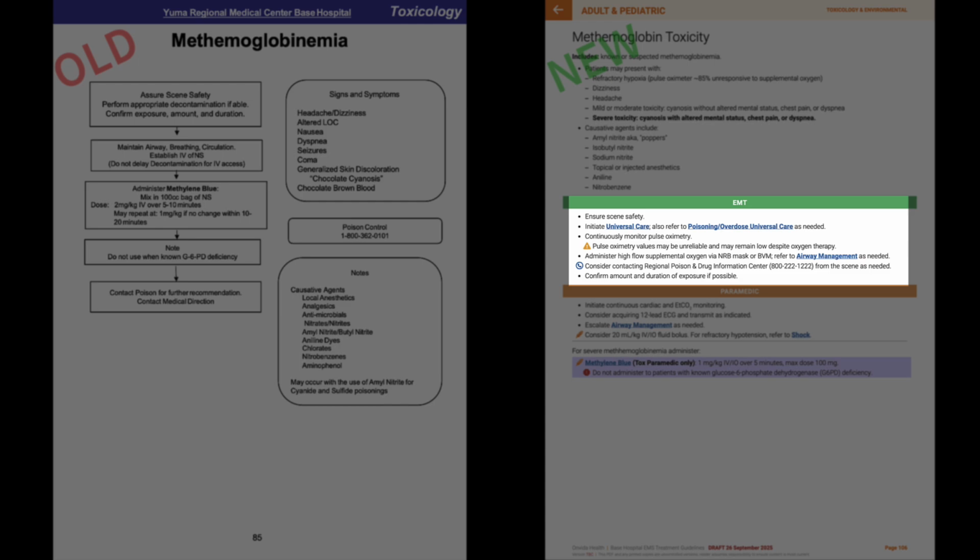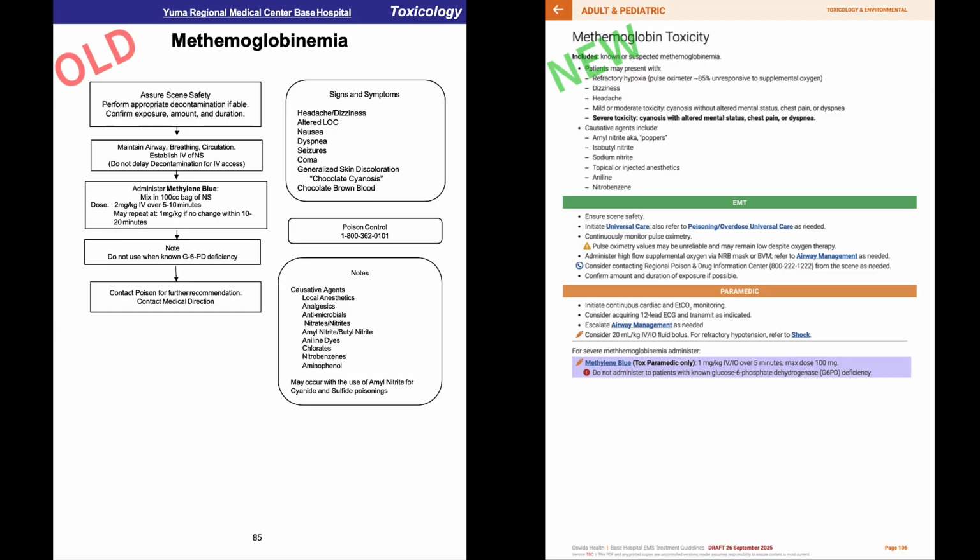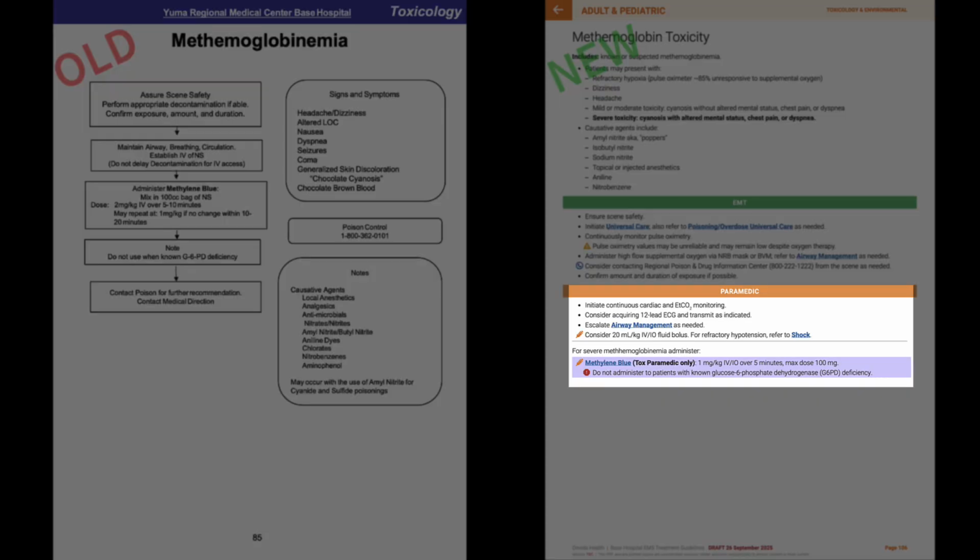If you suspect this condition, confirm the substance involved and call the Regional Poison and Drug Information Center for more guidance. For paramedics, initiate continuous cardiac as well as end-tidal CO2 monitoring and consider a 12-lead ECG, and then escalate airway management if needed. Make sure to treat hypotension with fluids or push-dose epinephrine if needed. We include the shock hyperlink here.